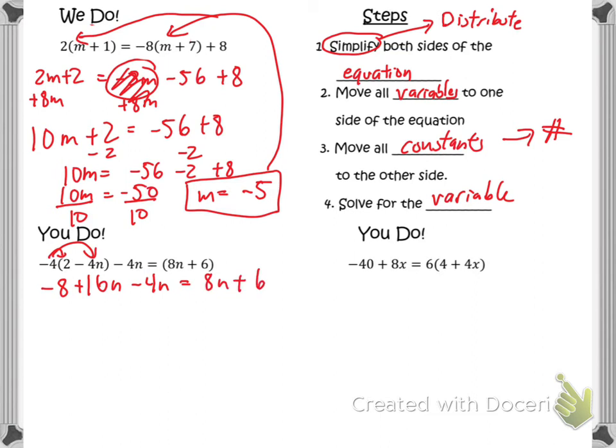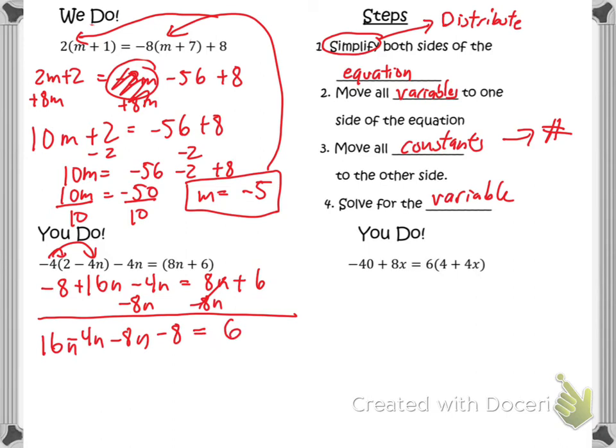I'm going to go ahead and move all the n's to one side. Let's move this one to the other side. Minus 8n to the other side. This is going to cancel out. I have 16n minus 4n minus 8n minus 8. Sorry, I moved that negative 8 towards the end. Is equal to positive 6. Go ahead and add 8 to both sides because I want to move the constant to the other side now. I have 16n minus 4n minus 8n is equal to 6 plus 8, which is 14.